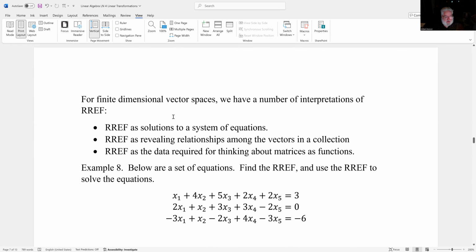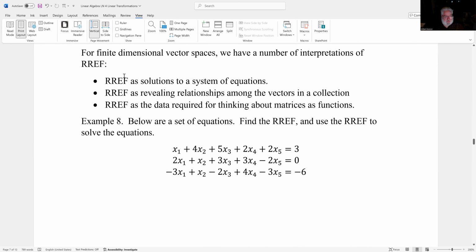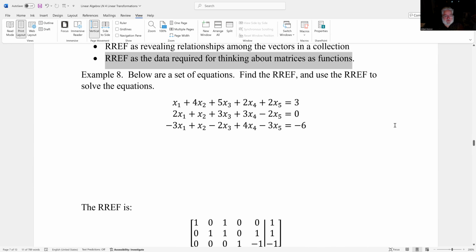Okay, so for finite dimensional vector spaces, what we've seen is that REF can be a solution to a system of equations. REF reveals relationships among the vectors in a collection, and you can think of REF as data required for thinking about matrices as functions. So here's a set of equations. Find the REF, and then you can use the RREF to solve the equations.